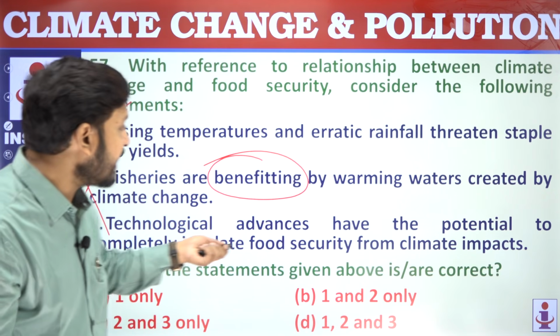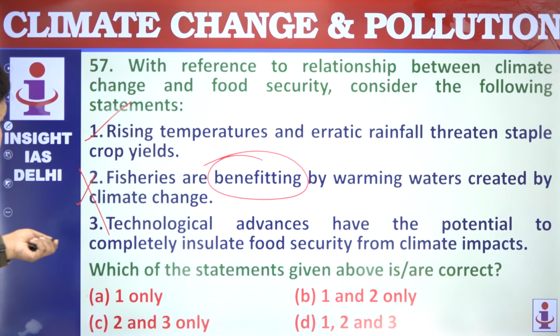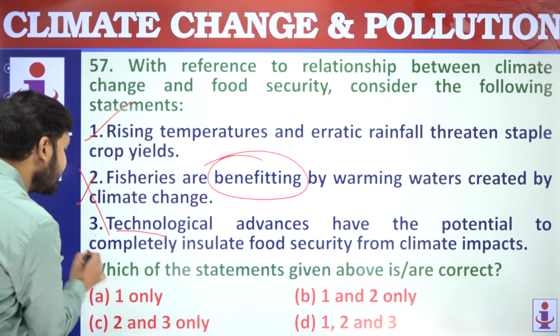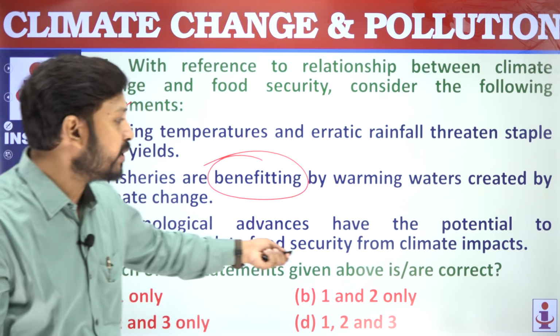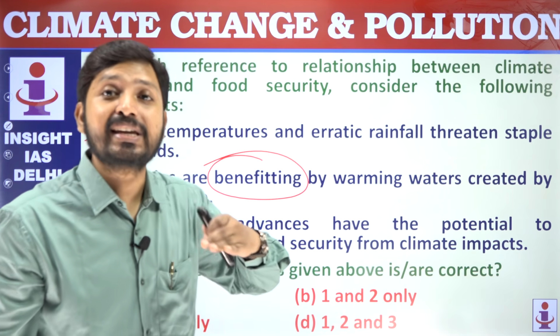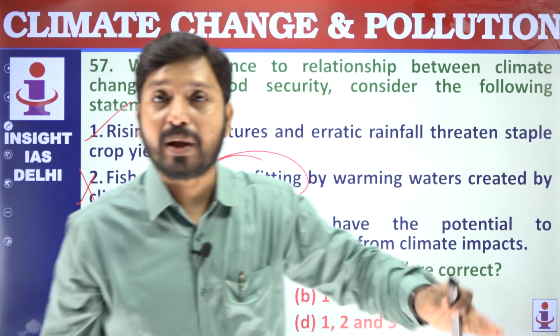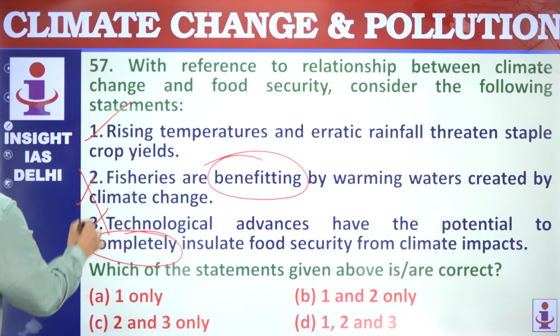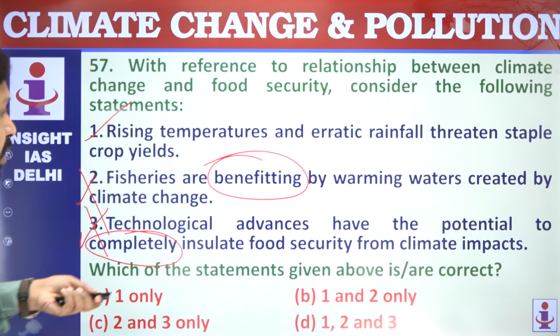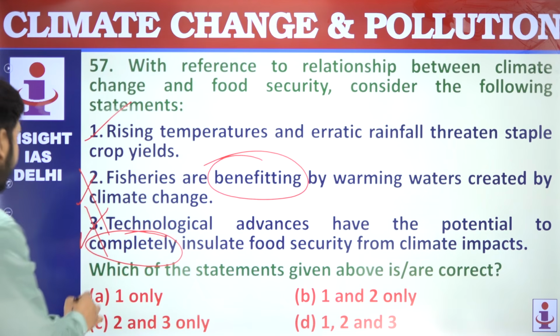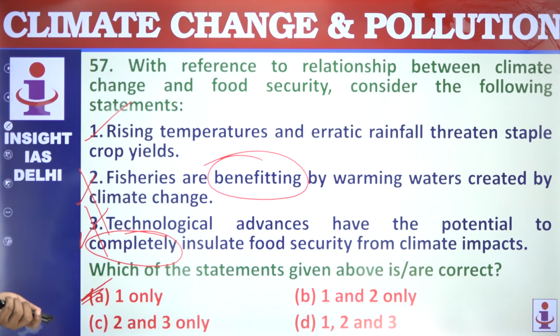Next one, technological advances have the potential to completely insulate food security from climate change. Once again, an extreme statement. Technology to a certain extent can have a positive impact, but it cannot do the complete thing. So this is the wrong statement. So 1 is right, 2 and 3 are wrong. They are asking the correct one, so only one. Option A is the right answer.